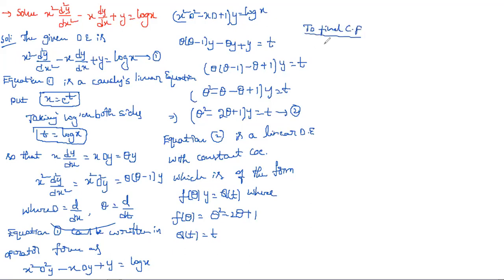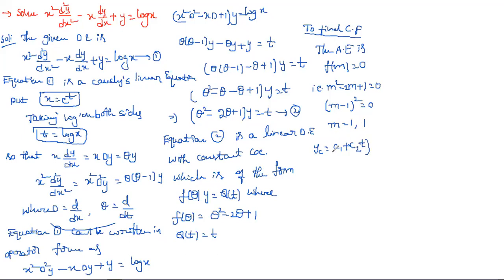So first, to find a complementary function, the auxiliary equation is f(m) = 0. That is nothing but m² − 2m + 1 = 0, and we can write it as (m − 1)² = 0. Then we get m = 1, 1. The roots are real and equal. So therefore the complementary function yc = (c1 + c2 t) e^t.